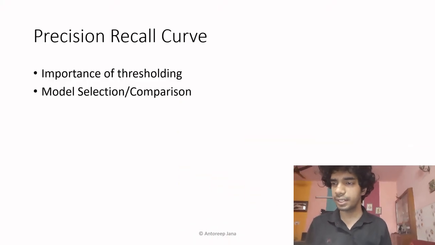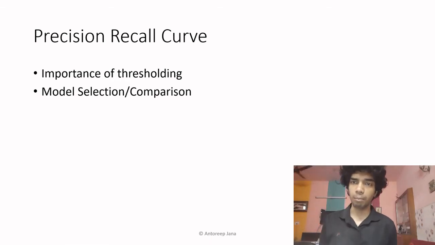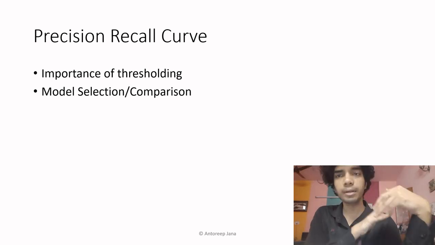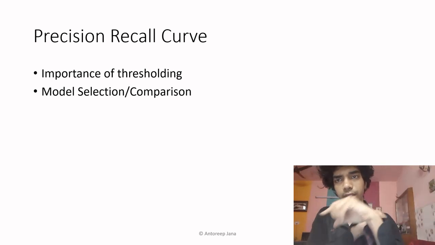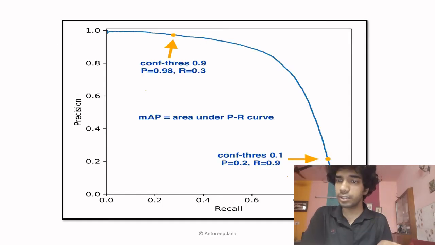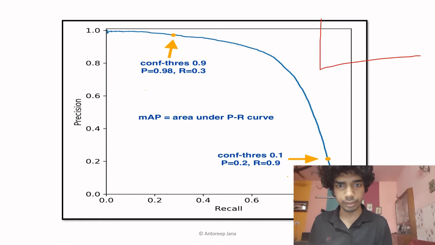So let's dive in. Let me share my screen. And here we begin. The topic is precision recall curve. We'll be talking about the importance of thresholding and how it is used for model selection and comparison, the same topics which we use for ROC curves. So this is what a precision recall curve looks like. Very different from the ROC curve. The ROC curve looks something like this.